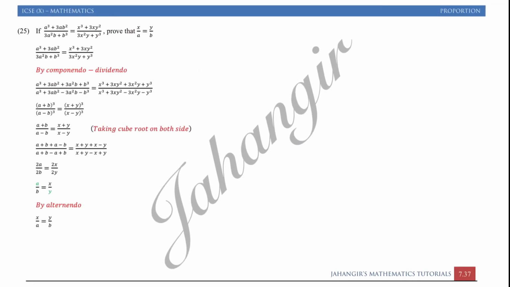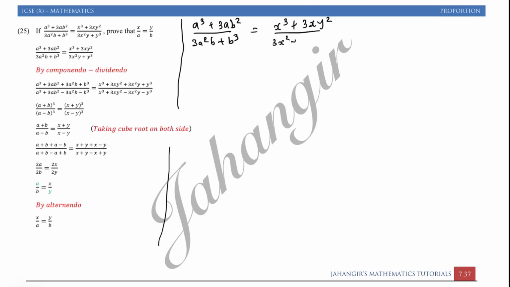Now the last sum of this exercise, it's of the same type, cube identity. You can even get square identity, that we will do in board questions. Here we have (a cube plus 3ab square) upon (3a square b plus b cube) is equal to (x cube plus 3xy square) upon (3x square y plus y cube). You have to get x by a is equal to y by b. Let's see. By componendo dividendo, we'll just use componendo dividendo here.